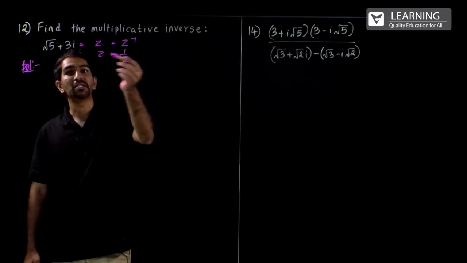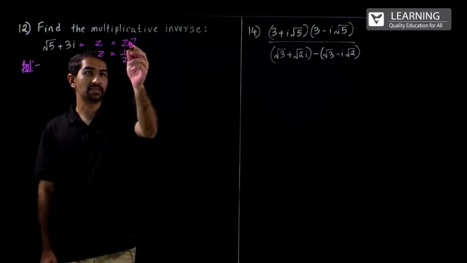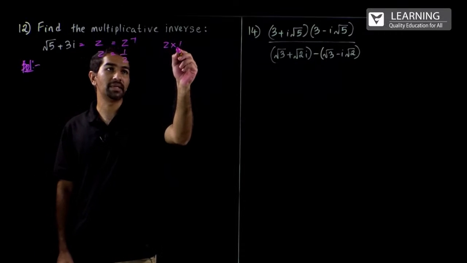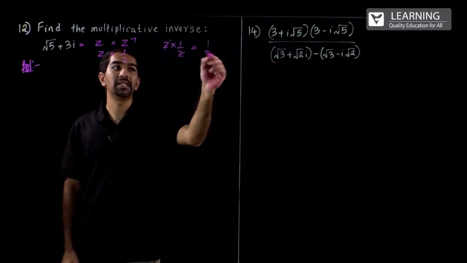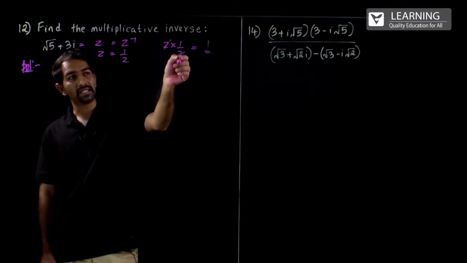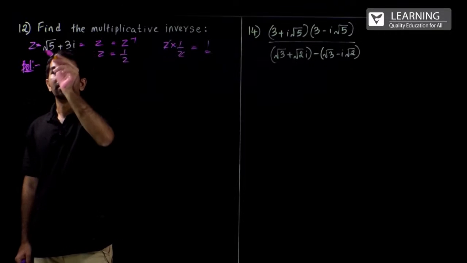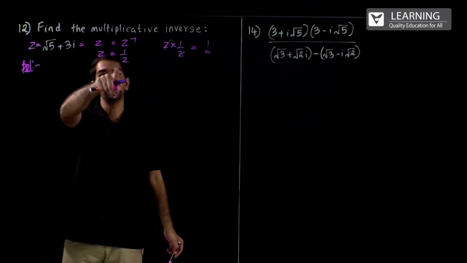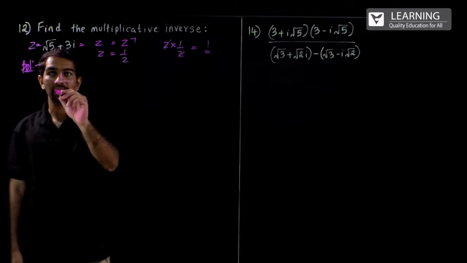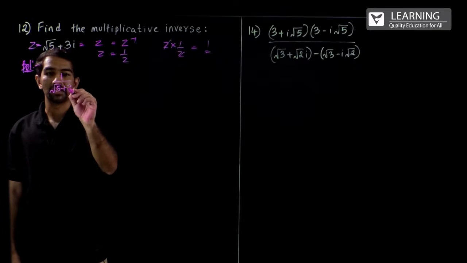So multiplicative inverse means what we have to do. Students, why is this the multiplicative inverse? z into 1 by z, z and z will get cancelled, we'll be getting 1, right? So that is why 1 by z, that is z inverse, is the multiplicative inverse of the given complex number z. So 1 by z is nothing but 1 by root 5 plus 3i.